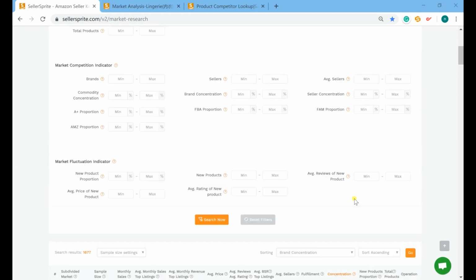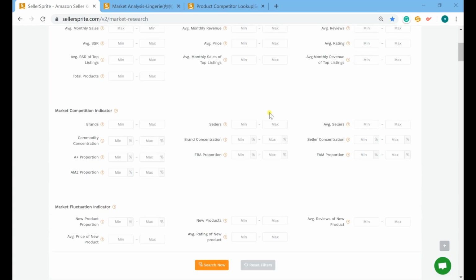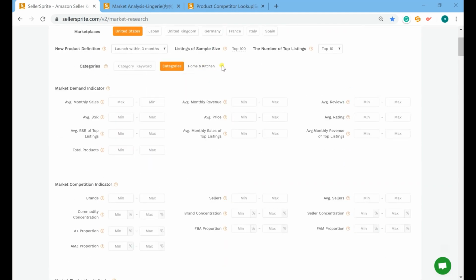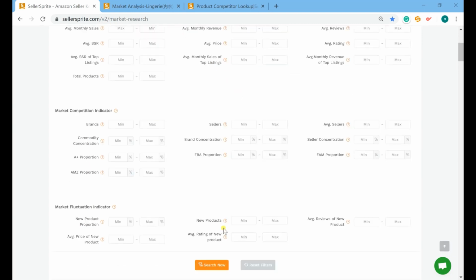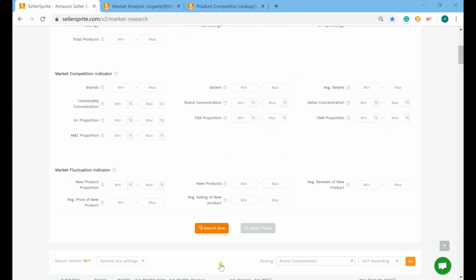The next step is to fill the detailed market indicators to filter markets. Suppose that I'm a small seller. Resources and suppliers are my weakness, but I'm experienced in making and promoting listings. Now, I want to sell the products in a market that I can grab the share in a short time, and the market should be under the home and kitchen category. So, choose the home and kitchen category firstly, and click Search Now to get all the subcategories under it.